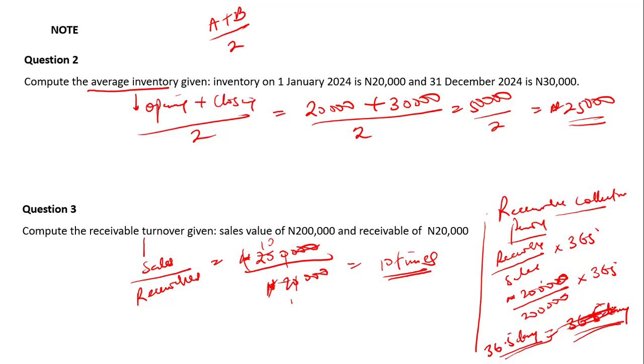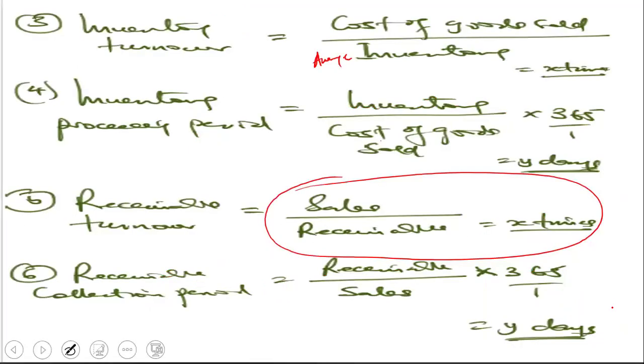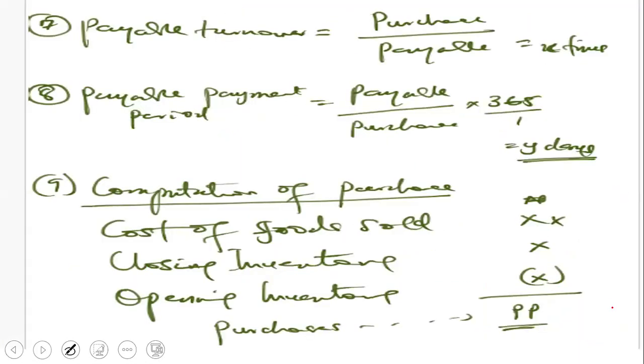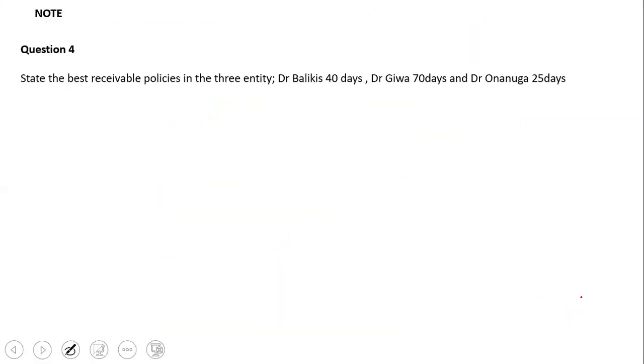Okay, let's revise it a bit. Like what I said, no rushing. You take the receivable collection period, see the formulas. We also have this from what we've done earlier. I told you, payable turnover is talking about the number of times, while payable payment period is the number of days it takes an organization to pay back whoever they bought from on credit. Computation of purchases, we have seen this done in our first module when we talked about cost of goods sold. So cost of goods sold plus closing inventory minus opening inventory will give us purchases. And that is how to compute it.